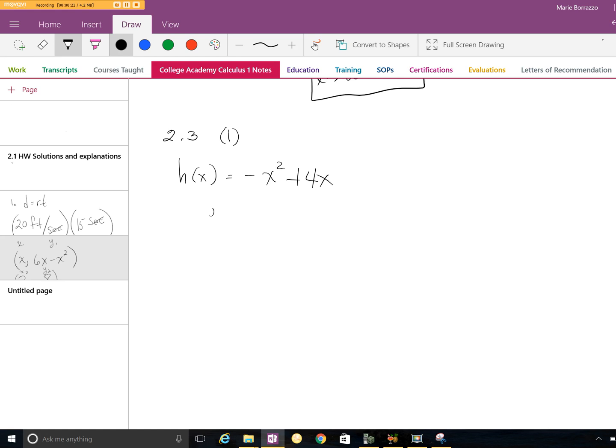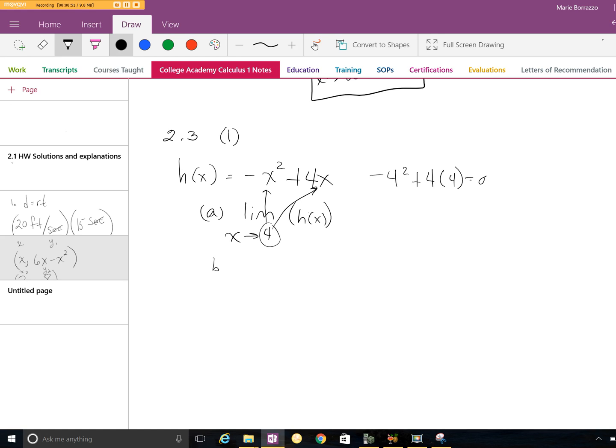And the first part, A, is asking you for the limit as x approaches 4 for the function h of x. So when you substitute in 4 into the equation, so you're going to substitute it into those two parts, you should end up with negative 4 squared plus 4 times 4, resulting in 0.